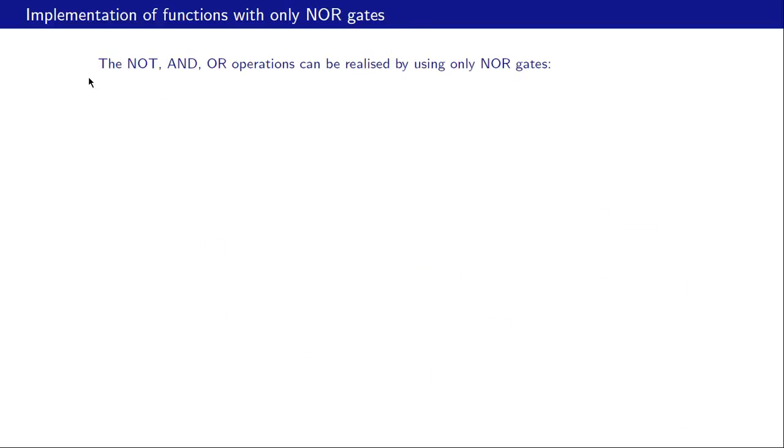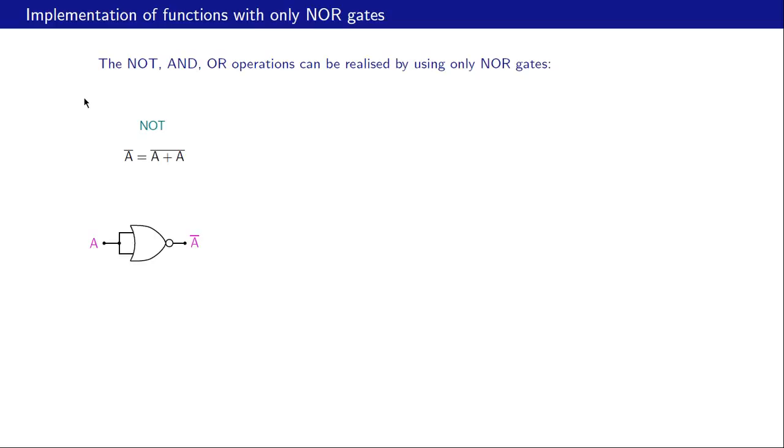It turns out that we can also use NOR gates to implement logical functions without using any other gates. So the NOT and OR operations can be realized using only NOR gates. And let us look at these one by one.